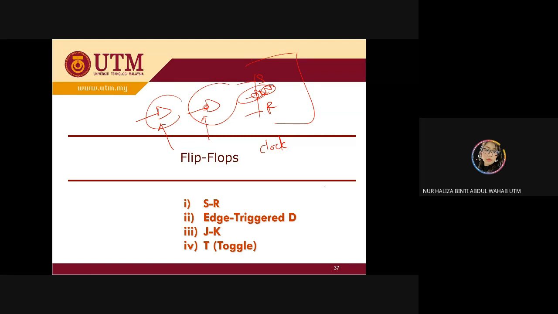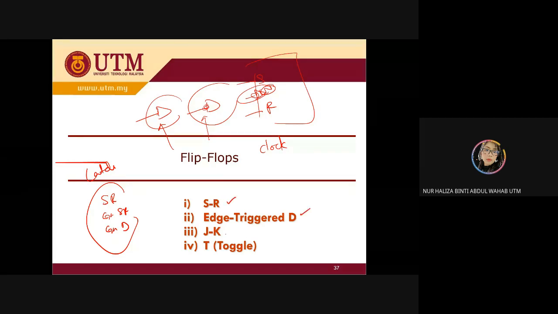So we're going to look into four. Yesterday in the lectures we had gated SR and gated D, three only for the latch. But for flip-flop, we have SR, edge-triggered D, JK, and toggle. Personally, it's going to be quite complicated when you play around with flip-flops. But I think in terms of triggering, it's slightly easier because you're just going to trigger your output when there is a change triggered on your clock.